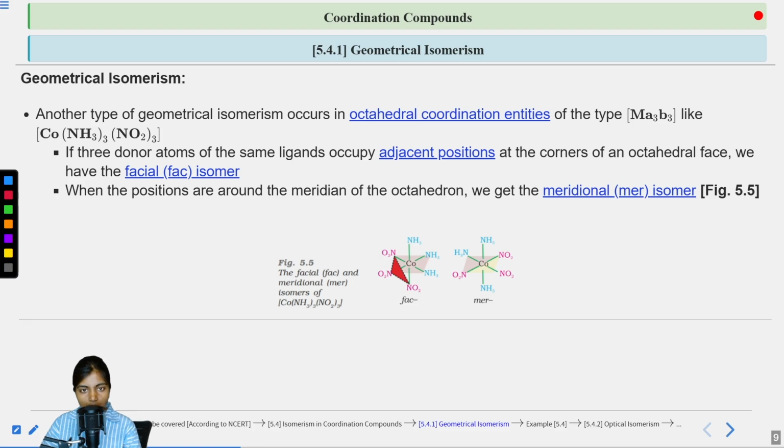So this is how another type of geometrical isomerism is shown in the octahedral coordination entities or octahedral complexes in the 3D, if you can imagine. First is the facial isomer and the another is the meridional isomer, and like cis and trans, we denote them as FAC and MER. FAC and MER.